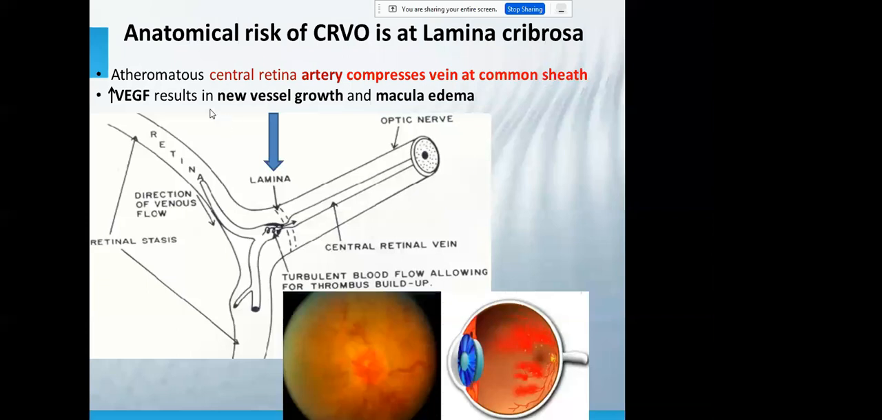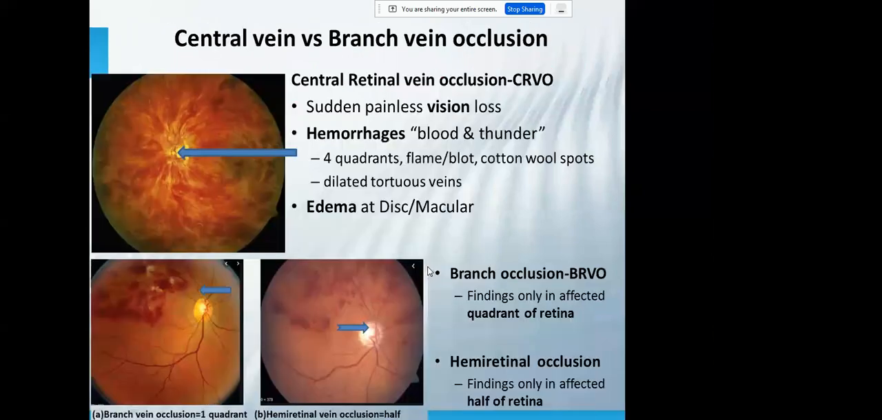So why does this happen? We all are at an anatomical disadvantage at the lamina cribrosa. Our central retinal artery and vein run together in a common sheath in a very tight space. As you get hypertension with age and atherosclerosis, the atheromatous central retinal artery compresses on the vein, blocking that vein, causing turbulent flow, thrombus builds up, and then you get central retinal vein occlusion. Okay? So this is what you see.